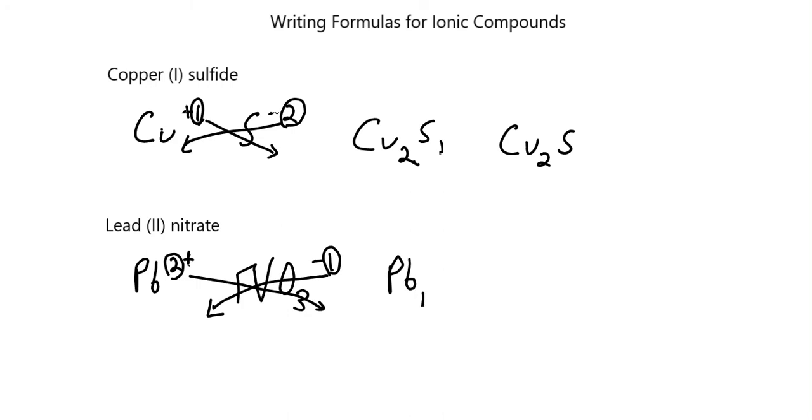Pb1 NO3 2. Now the rule with the polyatomics is when we have more than one of them, we need to indicate that with brackets. Okay, and obviously we don't show any subscripts of 1, so what we really have here is Pb(NO3)2. Okay, so hopefully this little exercise has made you a better student at arriving at the formula of an ionic compound from its name.